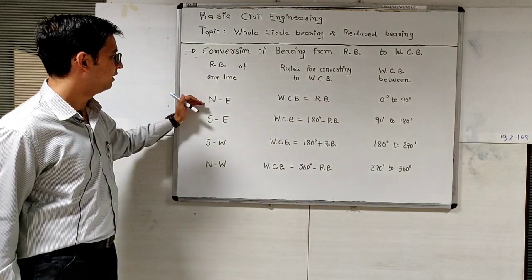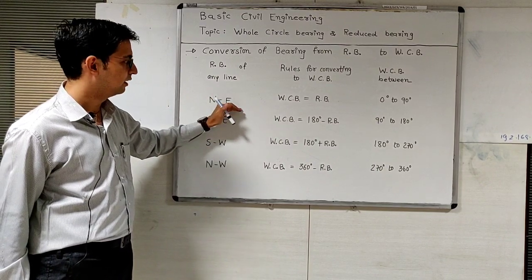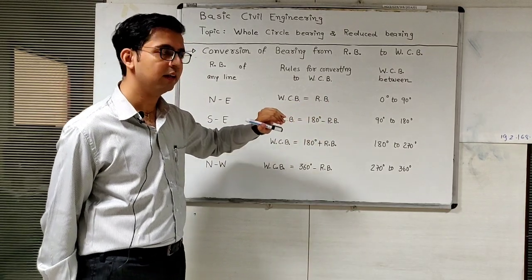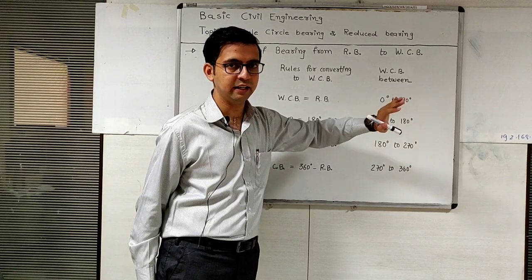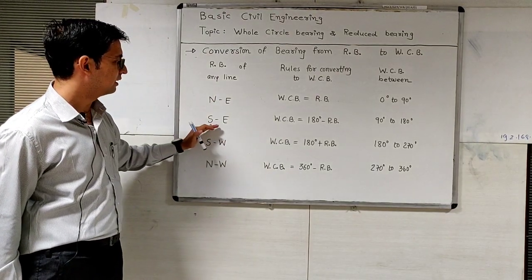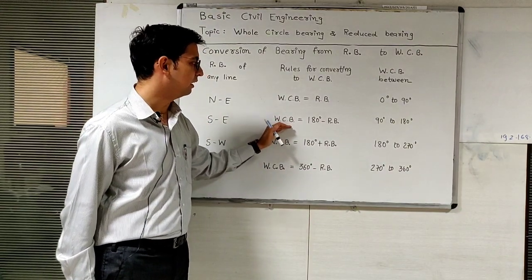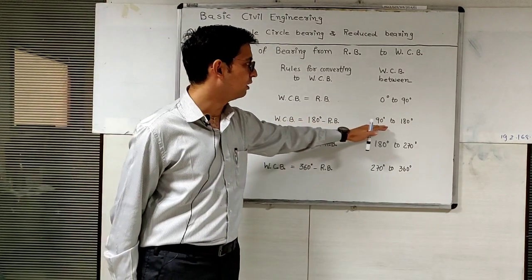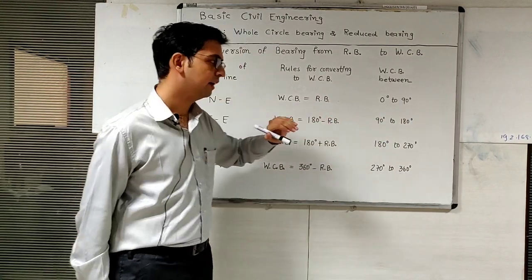So if the reduced bearing of a survey line is like north 25 degree east, then the whole circle bearing of the line is equal to reduced bearing, and whole circle bearing lies between 0 degree to 90 degree, which means in the first quadrant. If the reduced bearing of a survey line is like south towards east, then whole circle bearing equal to 180 degree minus reduced bearing, which means whole circle bearing lies between 90 degree to 180 degree.